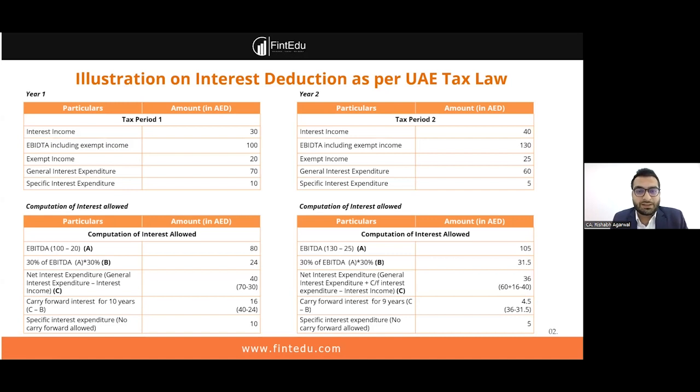We have seen that the non-deductible interest expenditure is carried forward for a period of 10 years. But the law says that you need to carry forward the previous one first. So over here, this 4.5 that is being carried forward will be carried forward for the remaining 9 years, because it is out of the 16 that was carried forward into tax period 2. So this is the key point over here. And about specific interest expenditure, we know that it will be completely disallowed. So the only moot point over here is to see which interest we are carrying forward and which we are setting off.